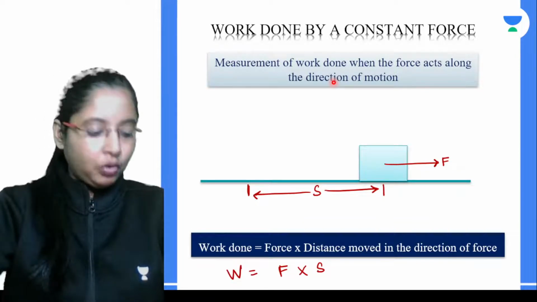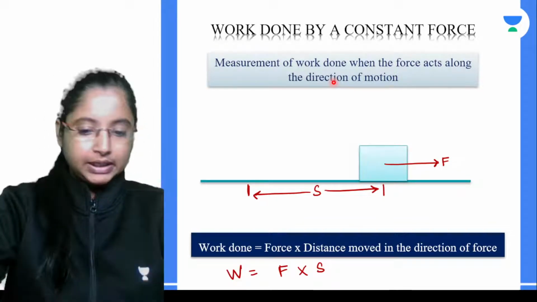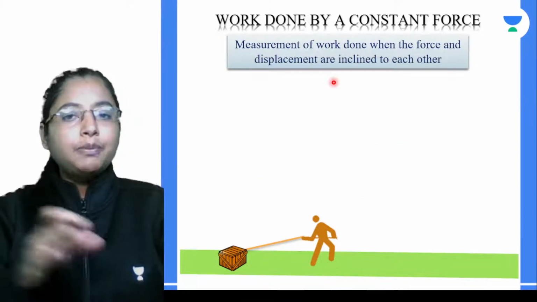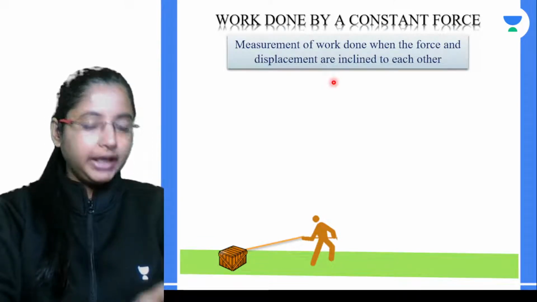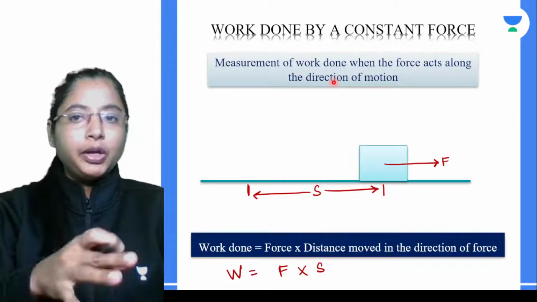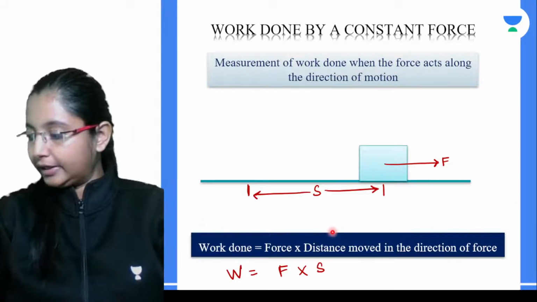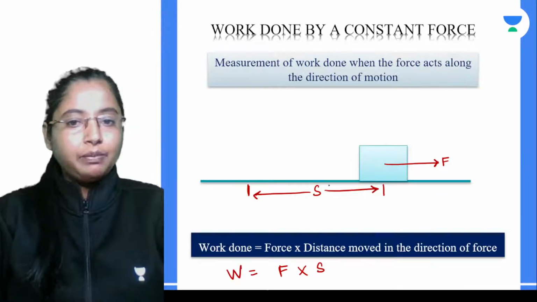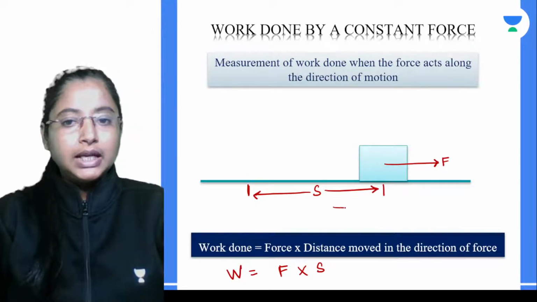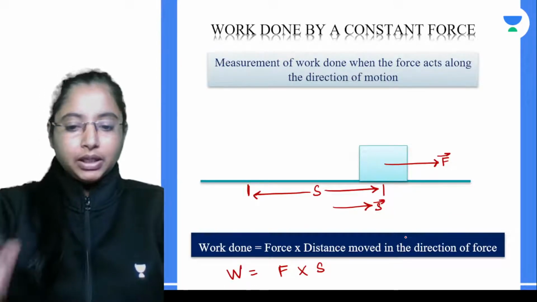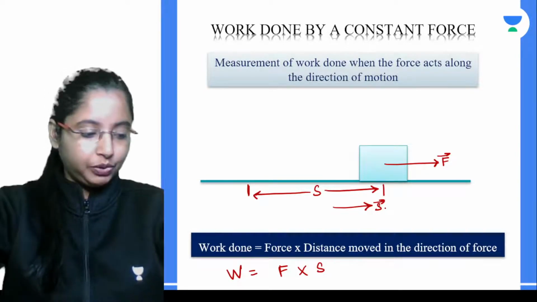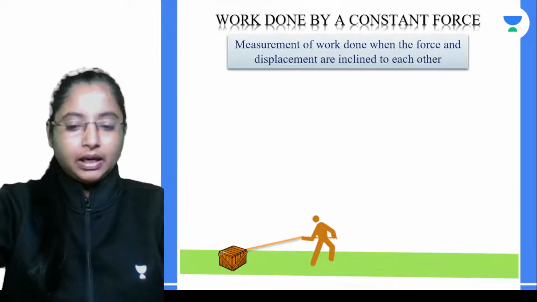But in most cases, the force applied and the displacement could be inclined at an angle. They may not be along the same line as earlier. Initially, if the force is in this direction, displacement, being a vector quantity, is also in the same direction, and the angle between them is 0. But that may not be the case most times, right?